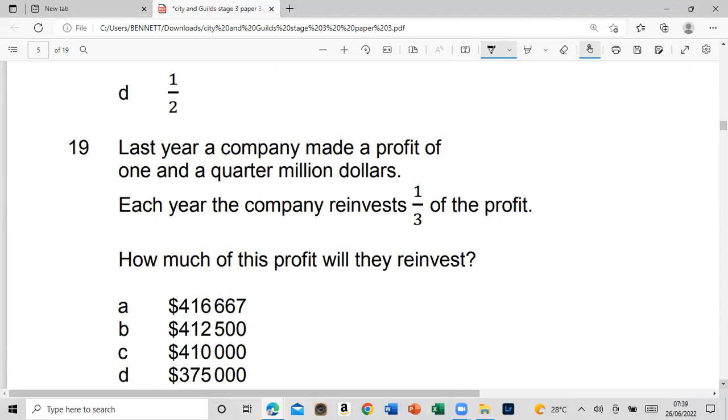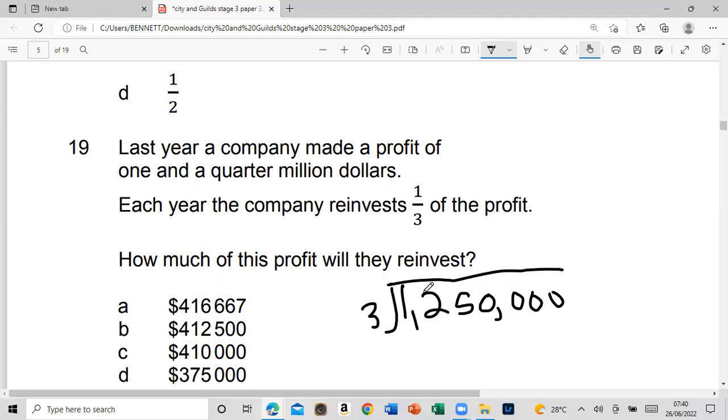19. Last year, a company made a profit of $1.25 million. Each year, the company reinvests 1/3 of the profit. How much of this profit will they reinvest? All right, so that's 1.25. And now we can divide by 3, but that's 1/3.